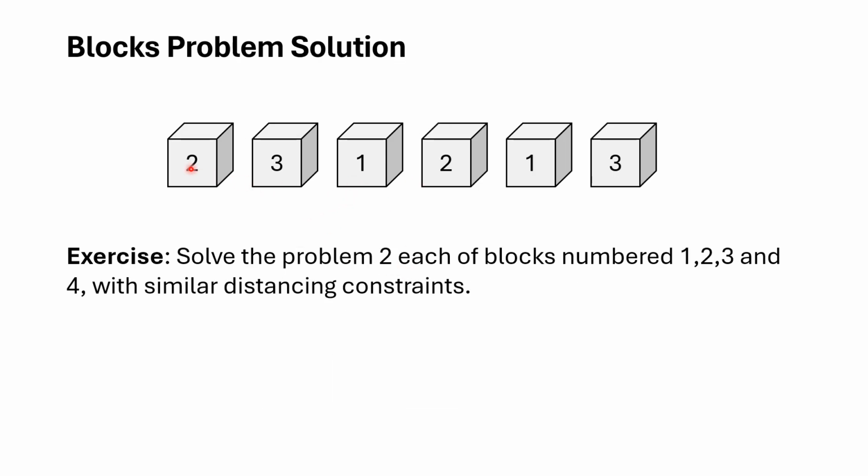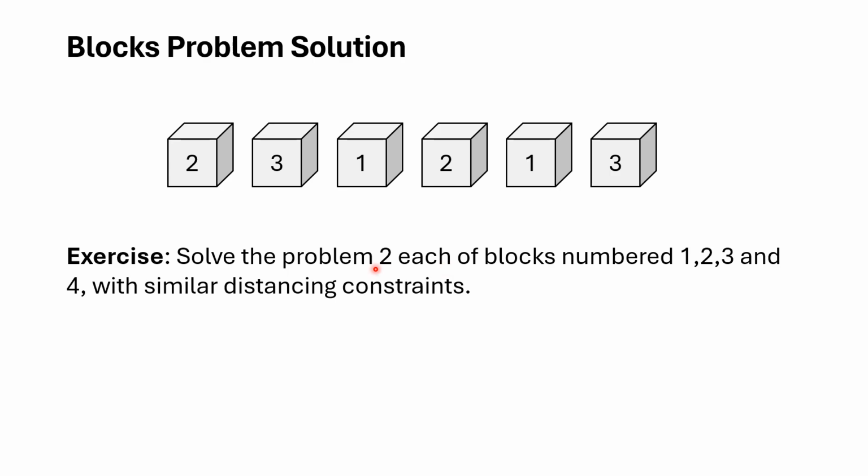Okay, so here's one solution: 2, 3, 1, 2, 1, 3. Let's check each block type and make sure they're correct. So they have a 1 here, and then there's another block, and then there's a 1. So there's 1 block between the 1s, and then we have a 2, 2 blocks, and a 2, and then we have a 3, and we have 3 blocks and then a 3.